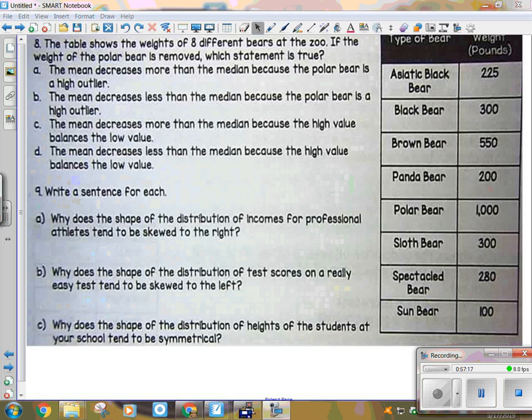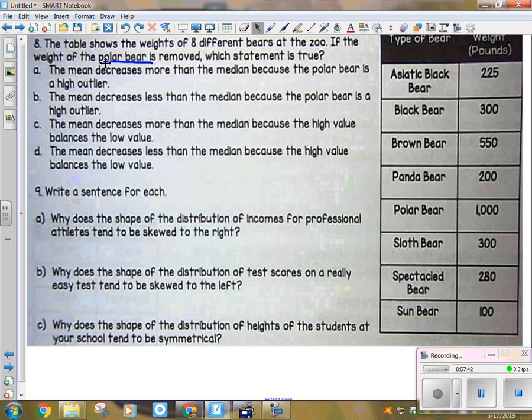All right, I'm going to read that again just to make sure I understand what's happening. The table shows the weights of 8 different bears at the zoo. If the weight of the polar bear is removed, which statement is true? The mean decreases more than the median. The mean decreases less than the median. Okay, so we're comparing median and mean.